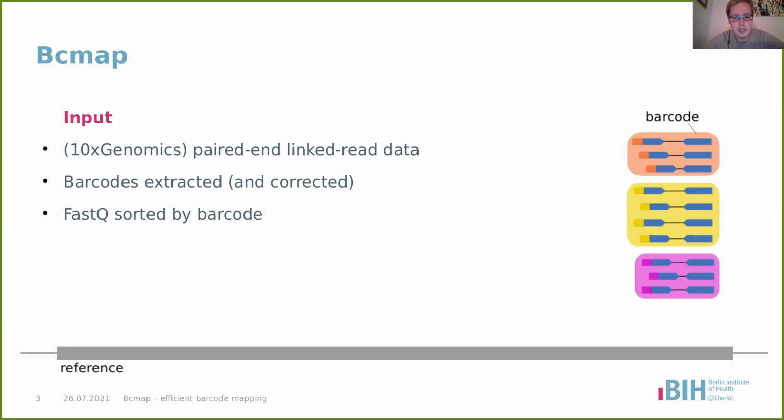It's called BCMap. As input, it takes paired end linked read data, currently from 10x Genomics, but support for other protocols will follow. The barcodes have to be extracted and corrected, and the FASTQ files have to be sorted by barcode. So it looks like we see here on the right side. And also we need a reference to map those barcodes to.